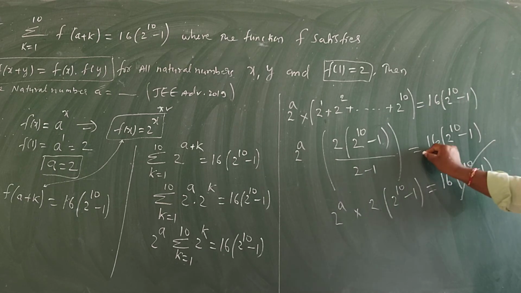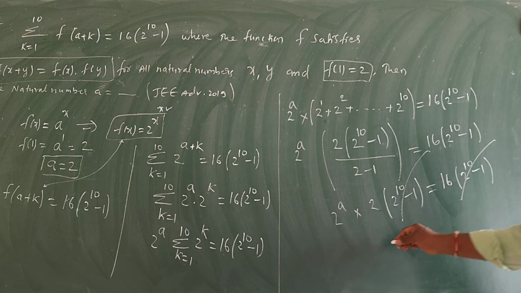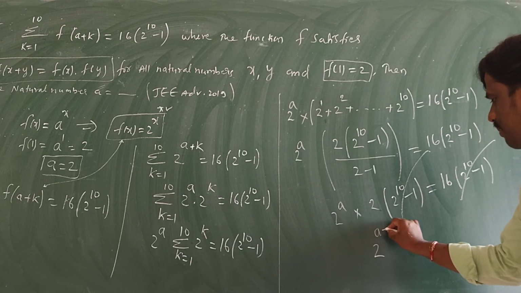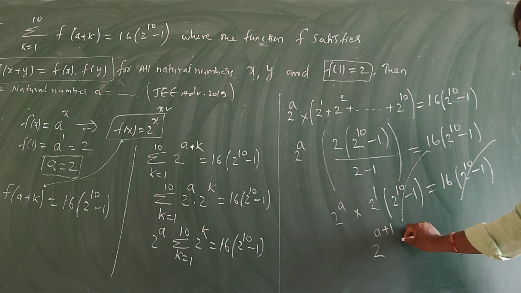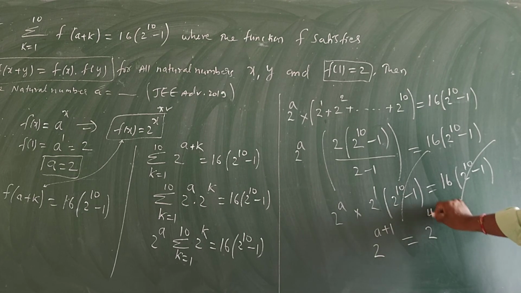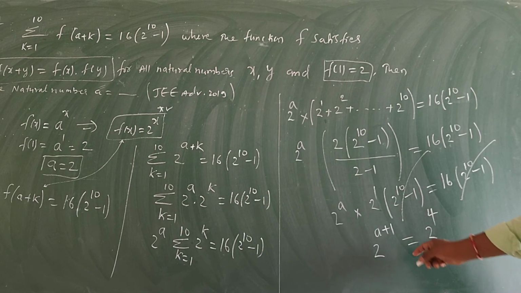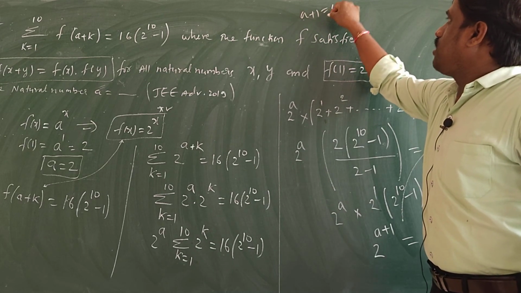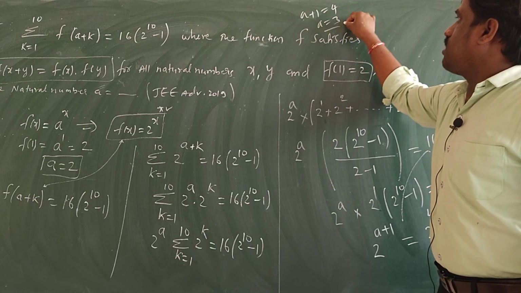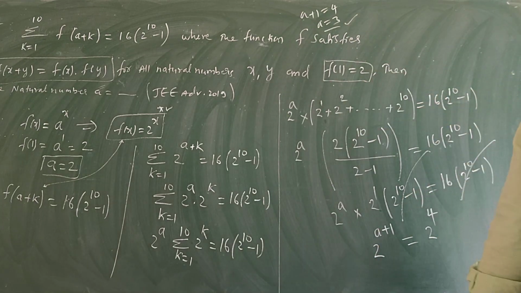This part cancels out, right? Can I write this as 2^(a + 1), which is equal to 2^4? So what do you get here? a + 1 is equal to 4, so a is equal to 3. That's it.